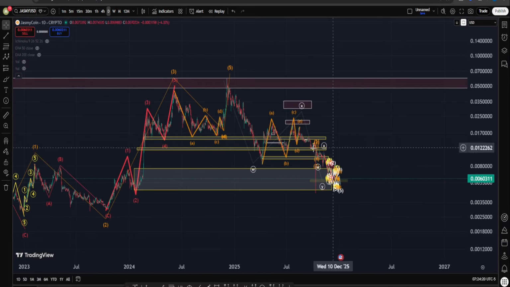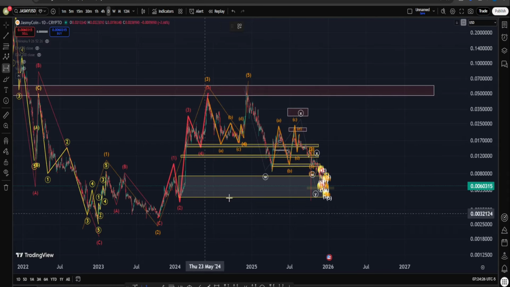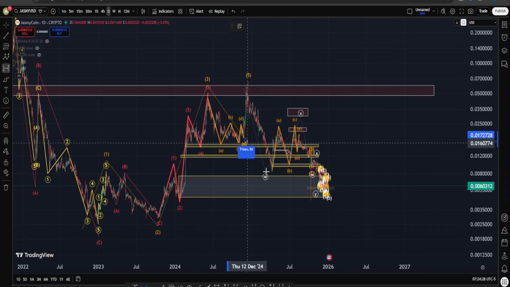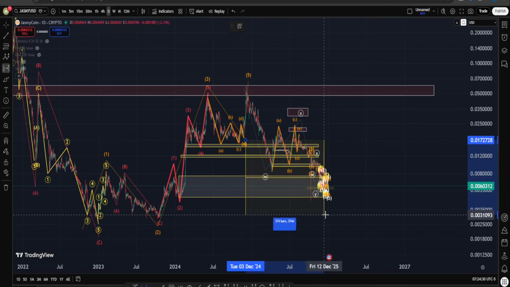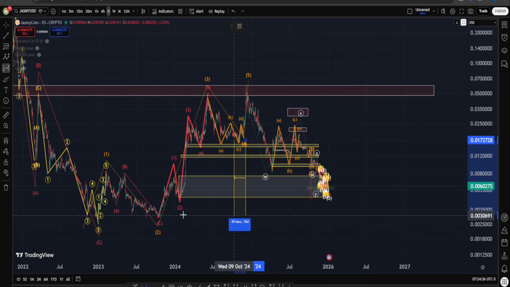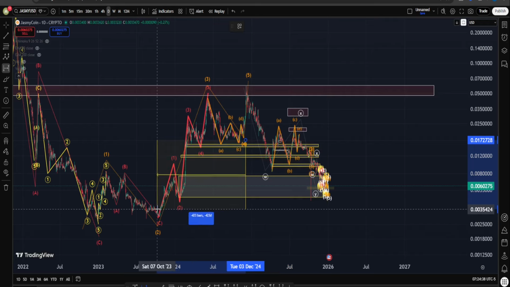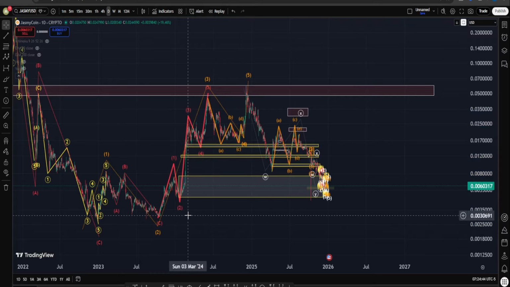And the question is, is it actually slow and choppy or not? Let's just measure timing wise from here to about this point. So far, as you can see, this move down in JASMY is taking us about 390 days. On the other hand, in only about, let's say, just around 400 days, we managed to have this move on the upside from this low.